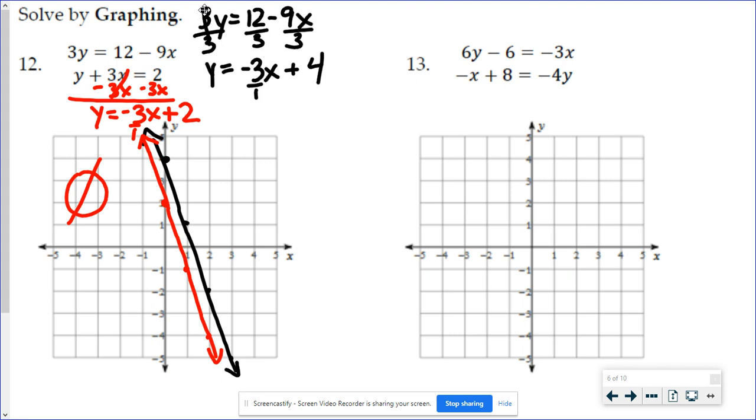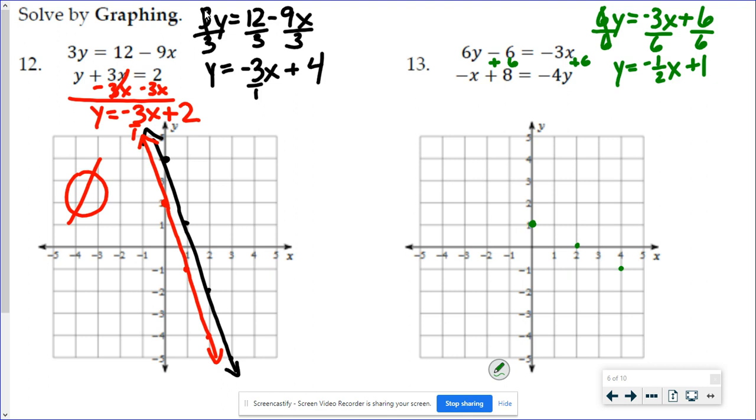So let me start with the first equation. I'm even going to show just a little bit of work right next to the problem. I'm going to say, let's get rid of this 6. So I really have right now 6y equals negative 3x plus 6, and then divide, divide, divide. It begins at 1, and I have a negative 1/2 slope, so down 1/2 or up and left 2.